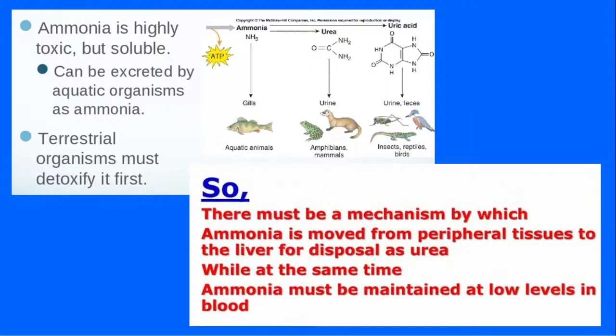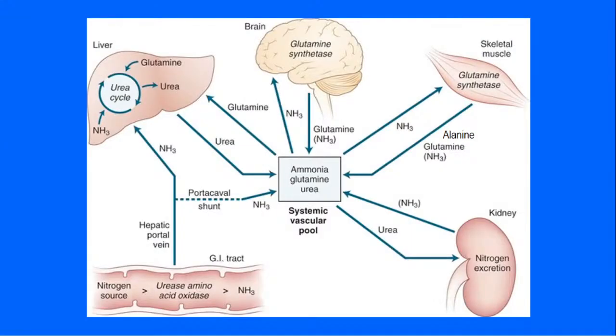inside the cells of peripheral tissue, goes to the liver to be converted to urea. And at the same time there must be mechanisms to maintain a low level of ammonia in blood. So ammonia must be incorporated into substances which are not toxic. Simplest in our case, these are amino acids. So there are interactions between different organs of our body, between the liver where urea is synthesized, and the brain where ammonia must be detoxified quickly, and it will be done by the amino acid glutamine mainly.